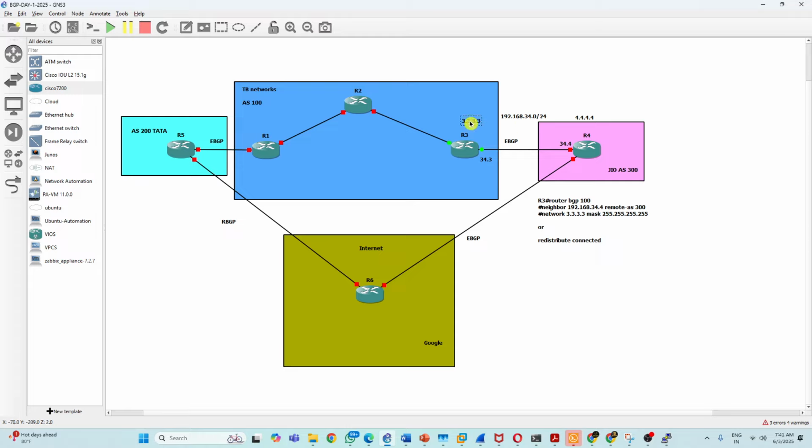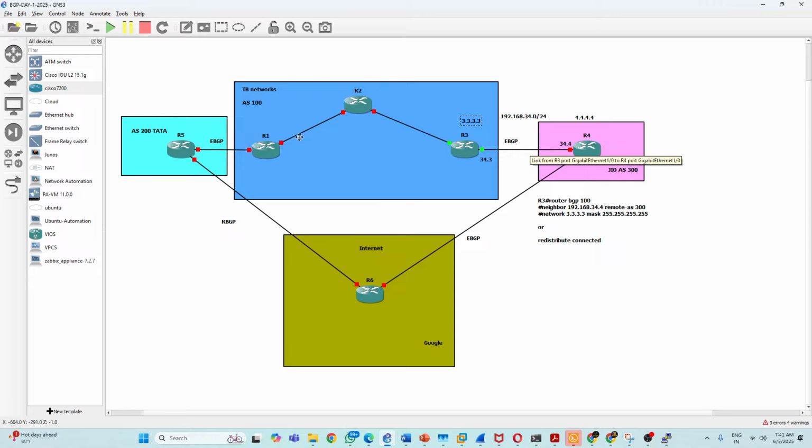3.3.3.3 is a loopback, that is for internal purposes. Remember one thing. In EBGP, in the real world, they use only public IP addresses. The point-to-point IP addresses are public IP addresses. Private IP addresses will not be advertised into public. On the internet, everything should be accessed through public addresses only. So the border will be public IP addresses.